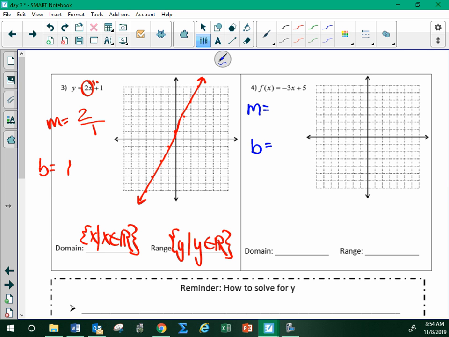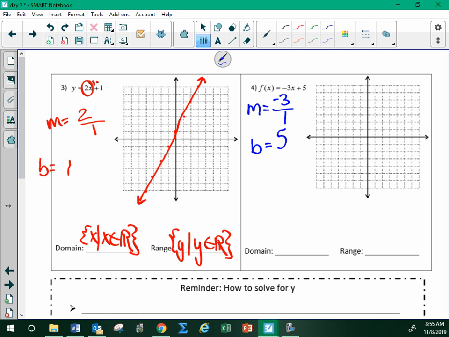All right. What is our slope? Negative 3. Good. Negative 3. And we're going to go and put that over 1. Good. And what is our y-intercept? Alright, good. Our y-intercept is 5.